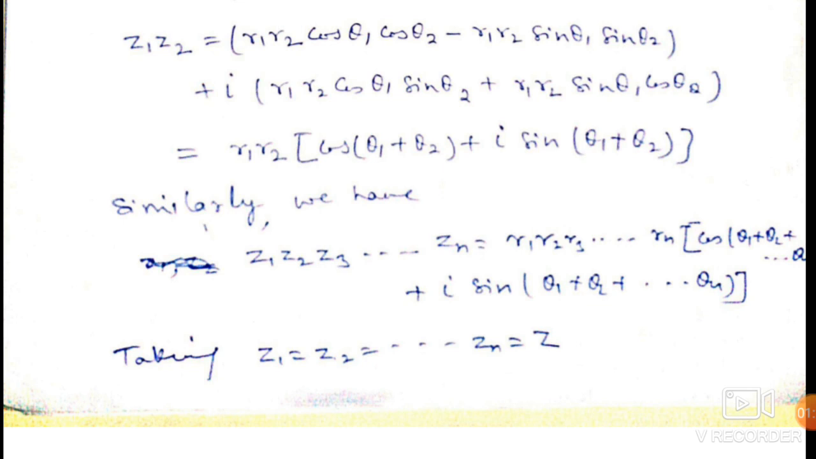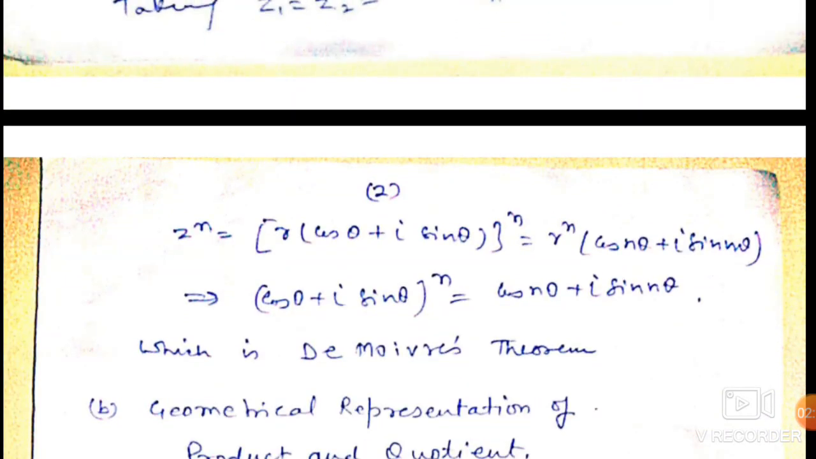Similarly, we have Z1, Z2, Z3 and so on Zn, which is equal to r1, r2, r3 and so on rn, cos of theta 1 plus theta 2 plus theta 3 and so on theta n plus iota sin of theta 1 plus theta 2 plus theta 3 and so on theta n. Taking Z1 equal to Z2 equal to Z3 and so on equal to Zn, which is equal to Z.